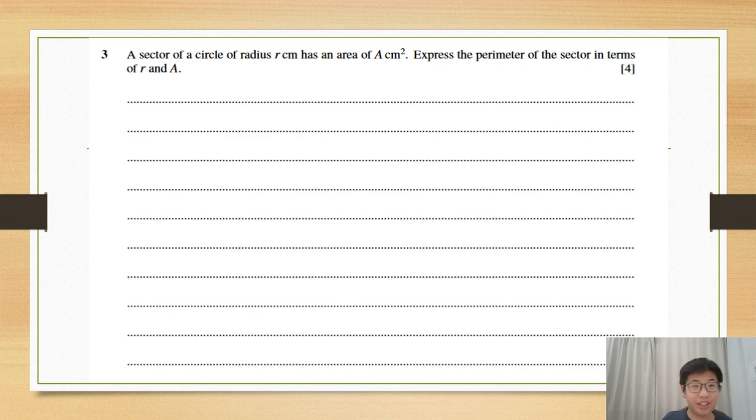This is a circular measure question because we have a circle, we have a sector. Great. So A equals half r squared theta, and the perimeter is the 2 radii, 2r, plus r theta, because when you calculate, this is r, and this is r theta.